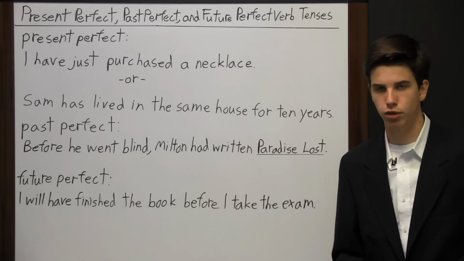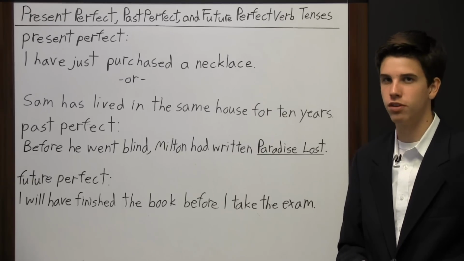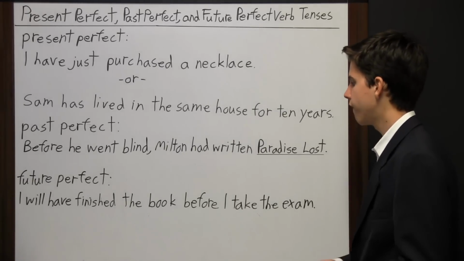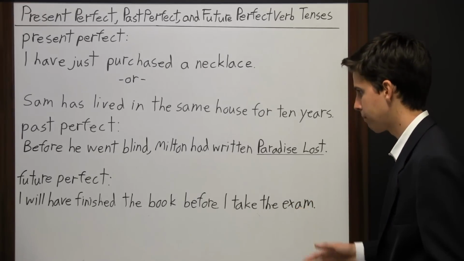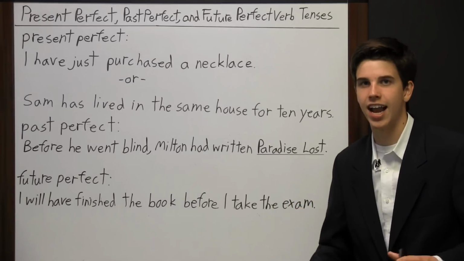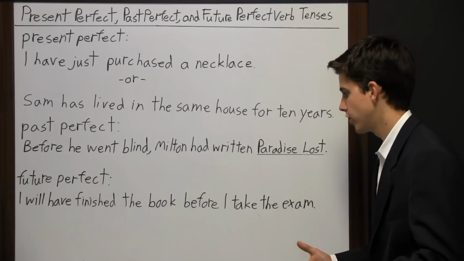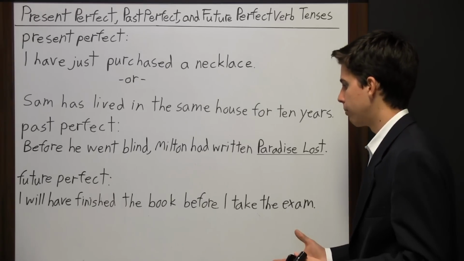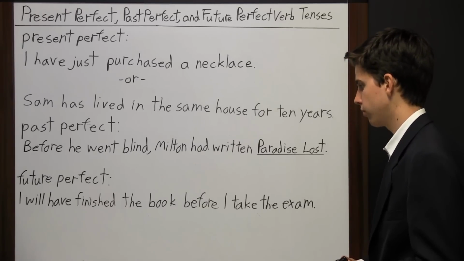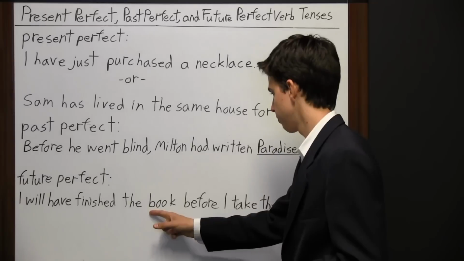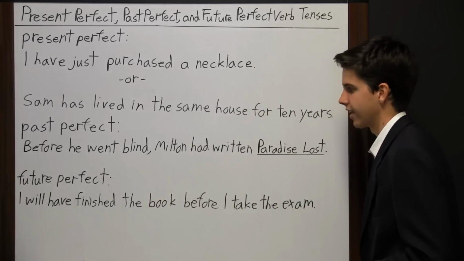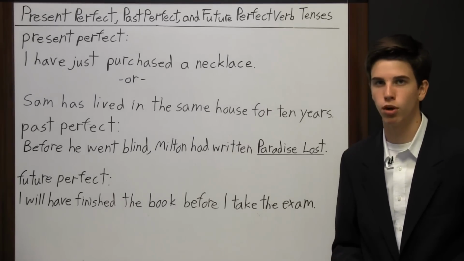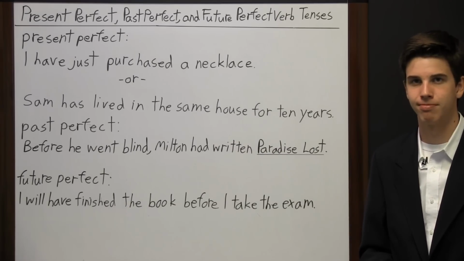And then we come to future perfect, which indicates an action to be finished before a future time. The example for that is: I will have finished the book before I take the exam. This is an action that has not happened yet, but is going to eventually be finished. The sentence is telling the reader before what event that action is going to be completed. The writer is saying they're going to finish the book before the event of taking the exam. So that's a look at present perfect, past perfect, and future perfect verb tenses.